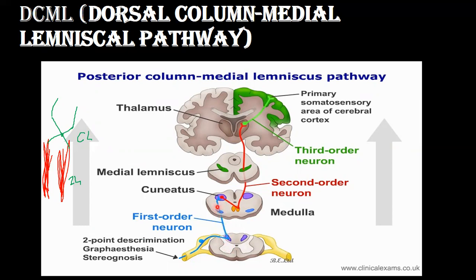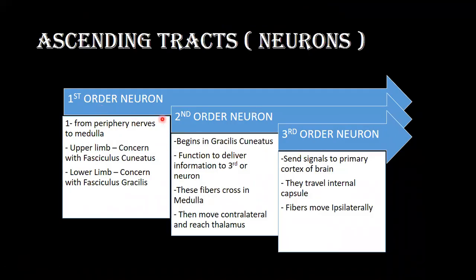So the first order neuron brings information to the medulla oblongata, then it crosses over, the second order neuron moves contralaterally and reaches the thalamus. From the thalamus, it moves to the cortex. So this is the complete pathway of DCML, in which we have learned the first order, second order and third order neurons. All the entire MCQ points I have mentioned in the slide, so just read it once.